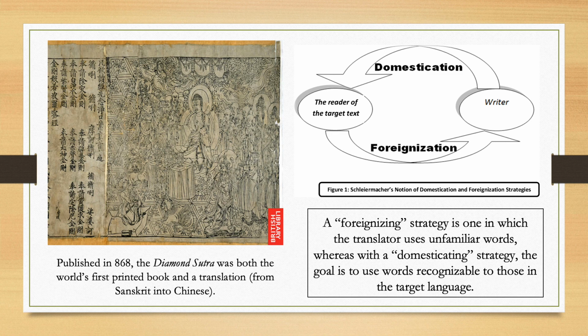A second key insight of modern translation studies is that translators have two basic strategies to employ when rendering a source text into a target text. These two strategies are called foreignizing and domesticating. In the first, translators try to use unfamiliar words that suggest a great deal of cultural distance between the source and target texts. In the second strategy, they use words familiar to those in the target language, and thus suggest that the foreign text is compatible with the target cultural linguistic system.